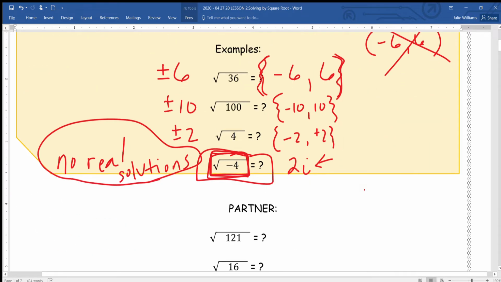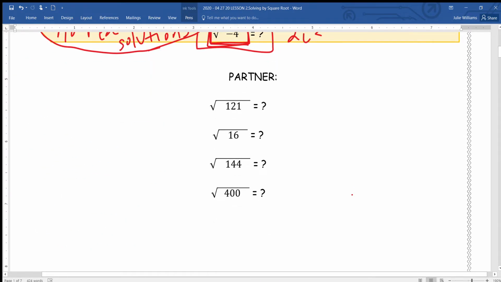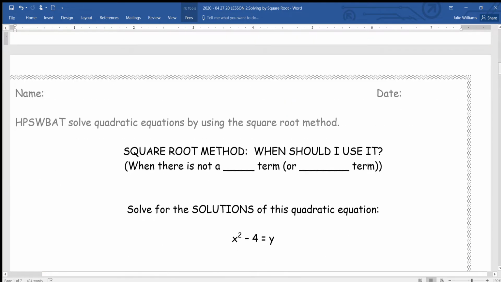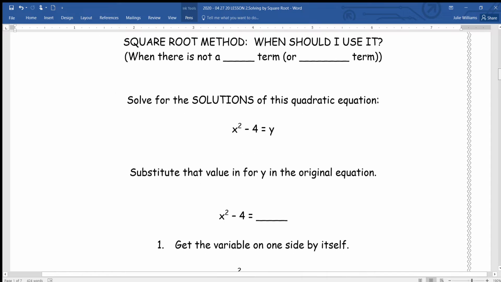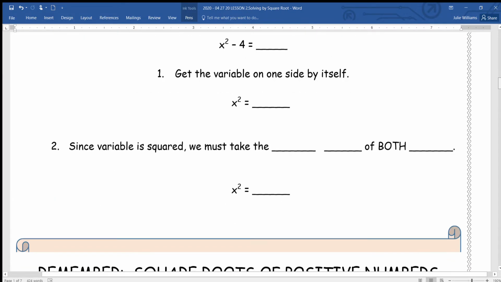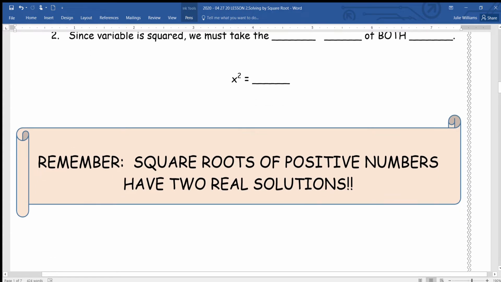Okay, so let's look at these. Plus or minus 11, plus or minus 4, and so forth. You guys know how to do that. Okay, but remember that square roots of positive numbers have two real solutions, a positive and a negative.